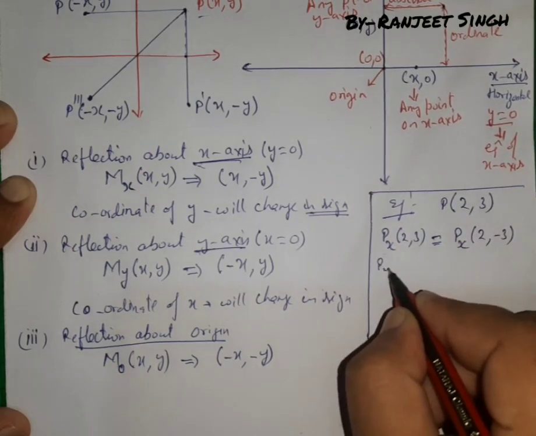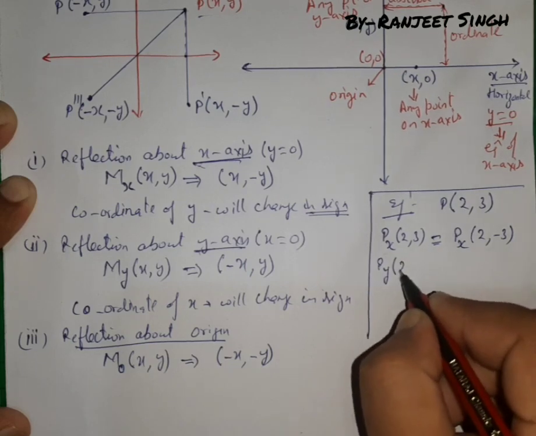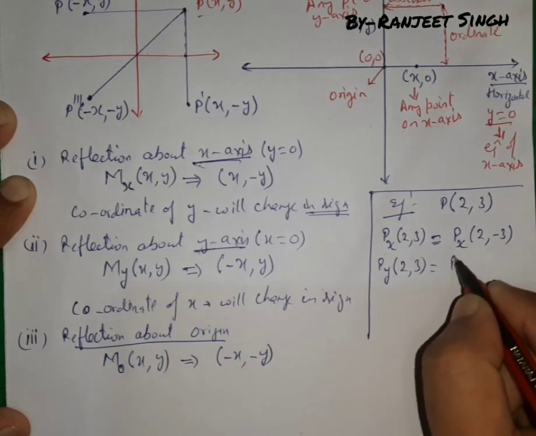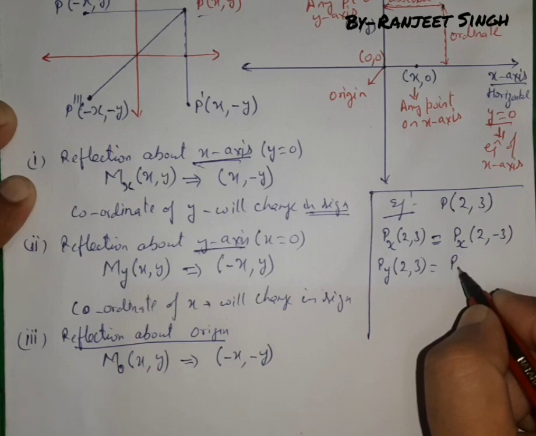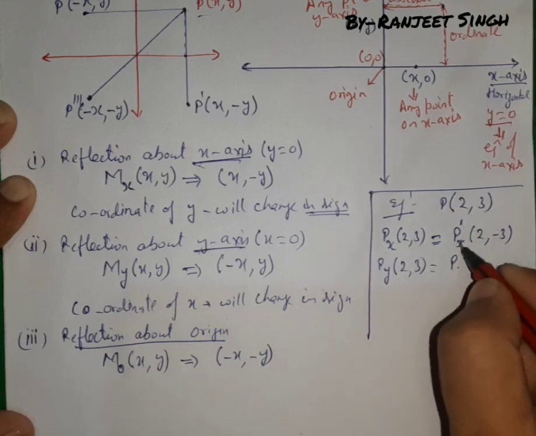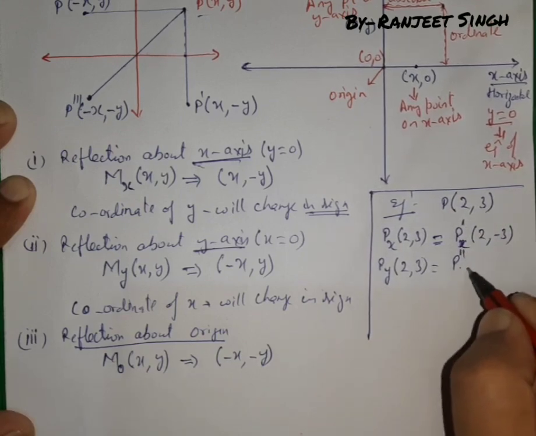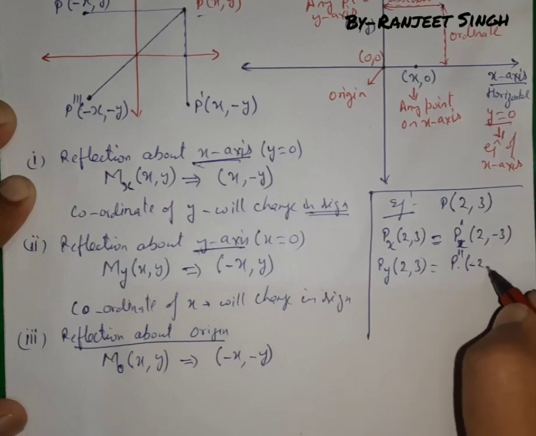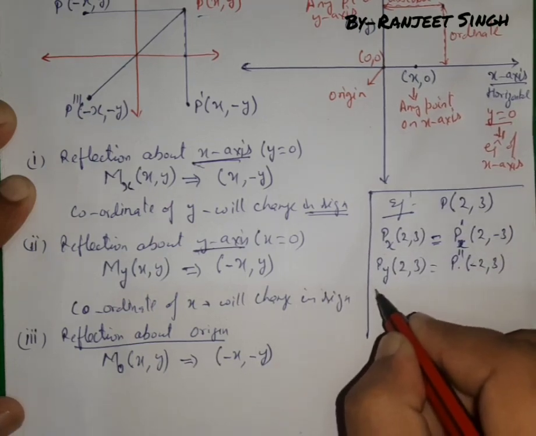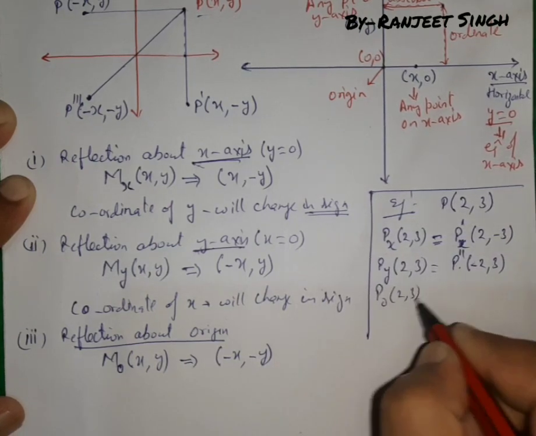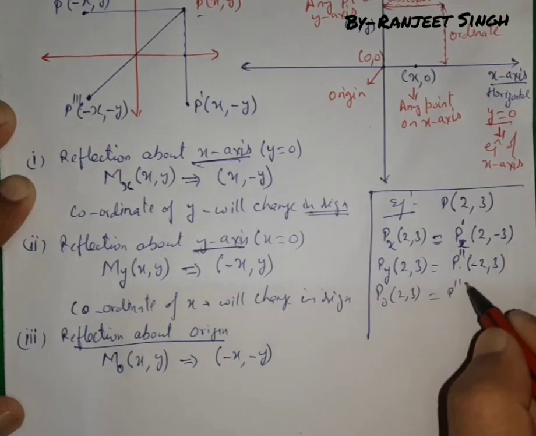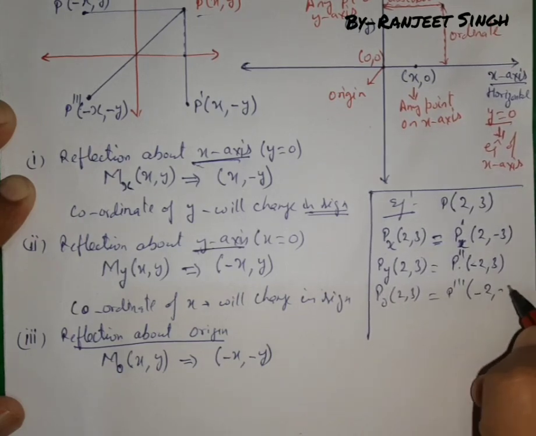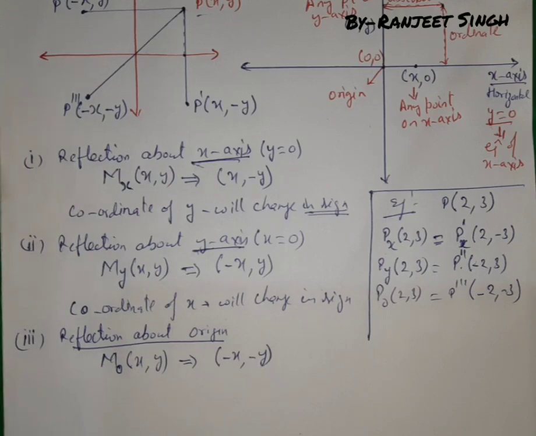Similarly, if this point is reflected through y, then this will be equal to P dash, sorry, P double dash, and this will be (minus 2, 3). And in the case of origin, both the signs will change, (minus 2, minus 3). So in this way we can solve some of the questions based on this.